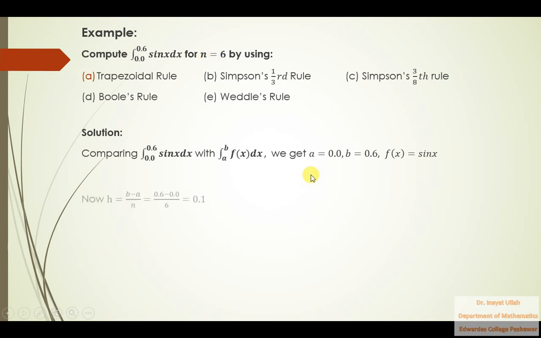The second step is we need to calculate the step size h with the help of this formula. So h is equal to b minus a divided by n.